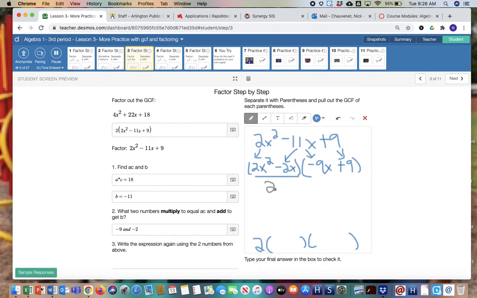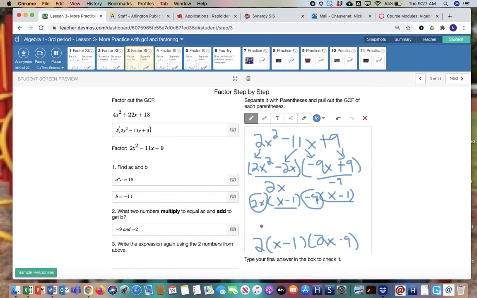I divide here by 2x. 2x squared divided by 2x is x. Negative 2x divided by 2x is negative 1. Divide here by negative 9. Negative 9x divided by negative 9 is x. 9 divided by negative 9 is negative 1. I know I'm right because these two factors match. So I write those one time. And then the two GCFs, which is 2x and negative 9, form my other factor.